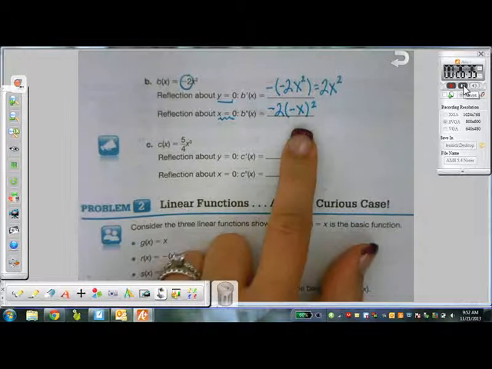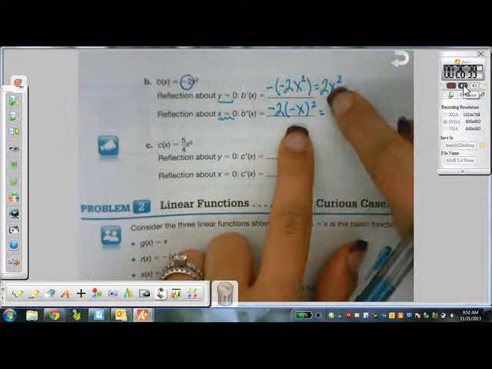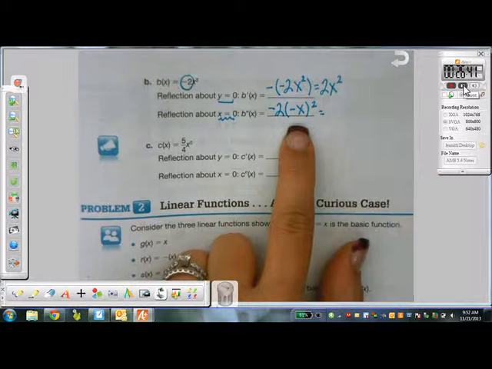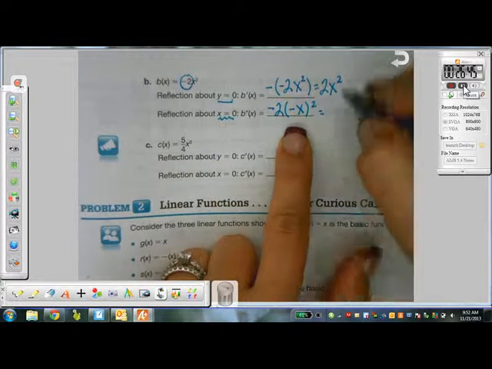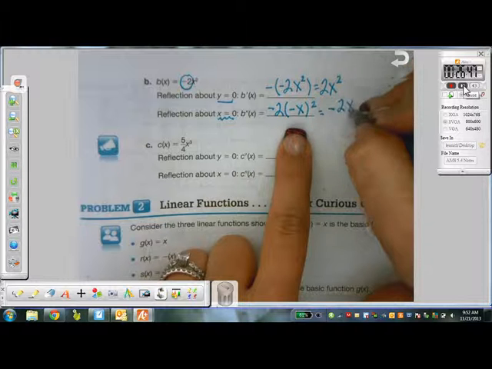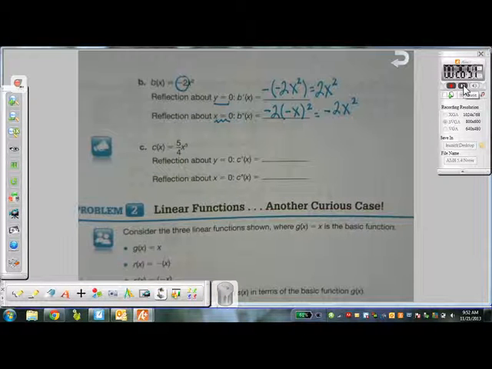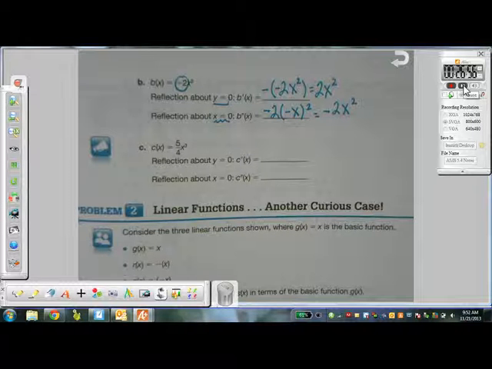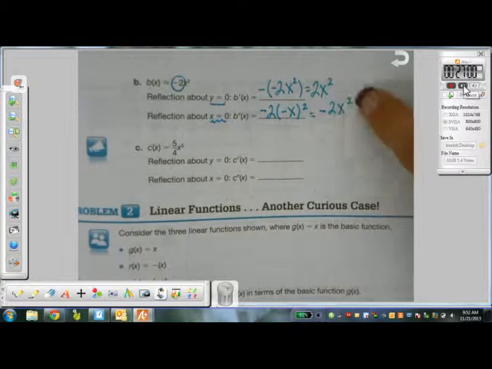What's negative x to the power of 2? Negative x times negative x gives me what? X squared. So this is going to be negative 2x squared. What happened? Did it change? No. Why? Yeah, because we're squaring it, it's going to make the whole thing positive regardless.